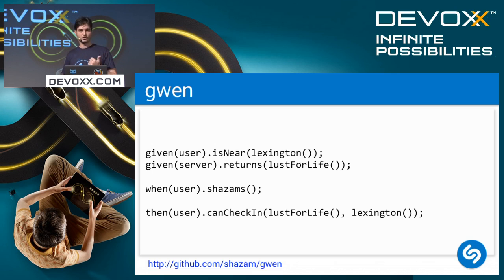None of the code in the Gwen library does anything. It's just syntactic sugar. The real actions are in the actors. In this case, the actors are the user and the server. So if you cracked open those methods, near returns, Shazams, and can check in, this is where the real code lives. But when you read this test, you don't necessarily need to know the implementation of what's happening underneath the hood. You just don't care about it. You just want the test to be readable.